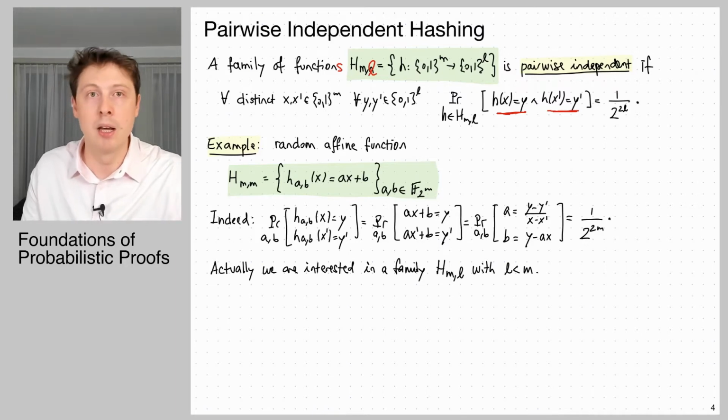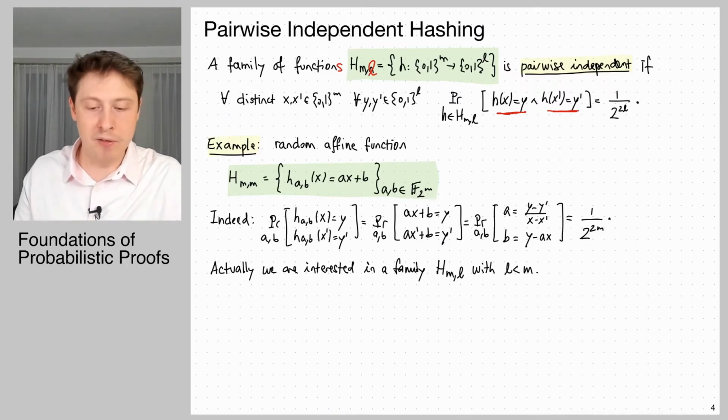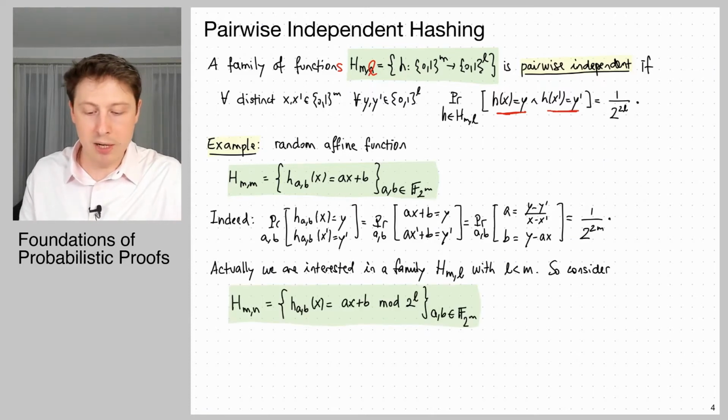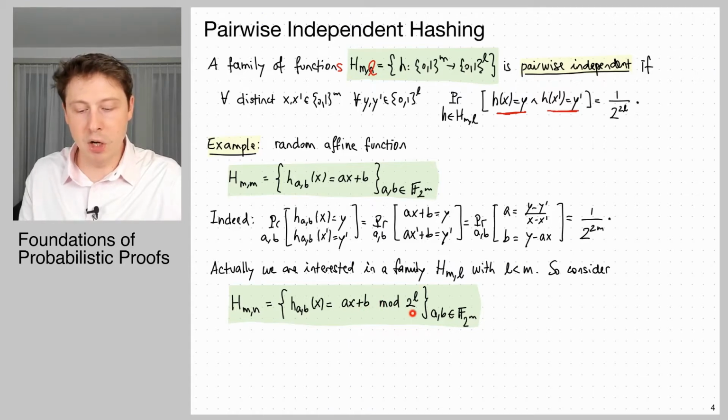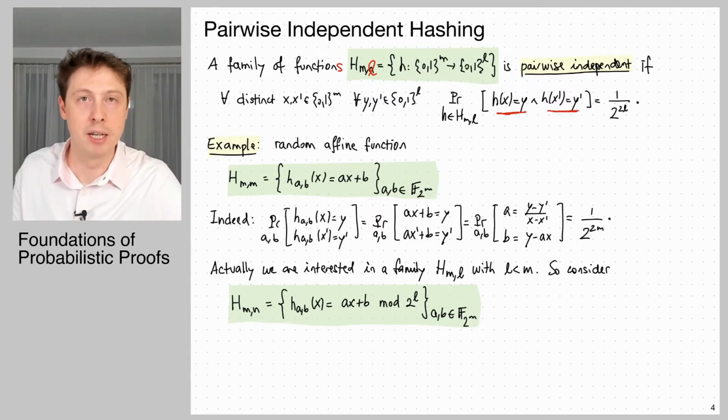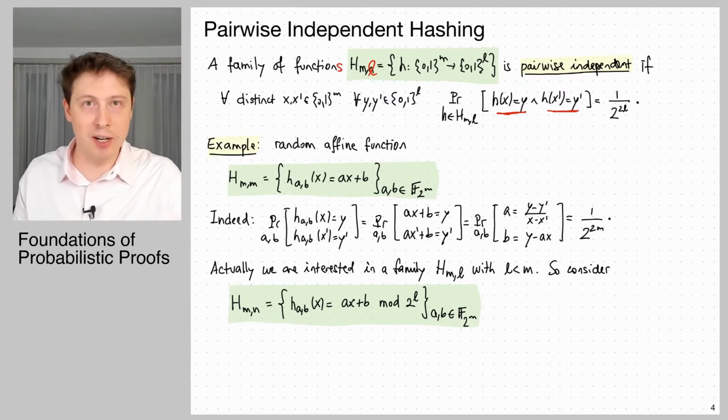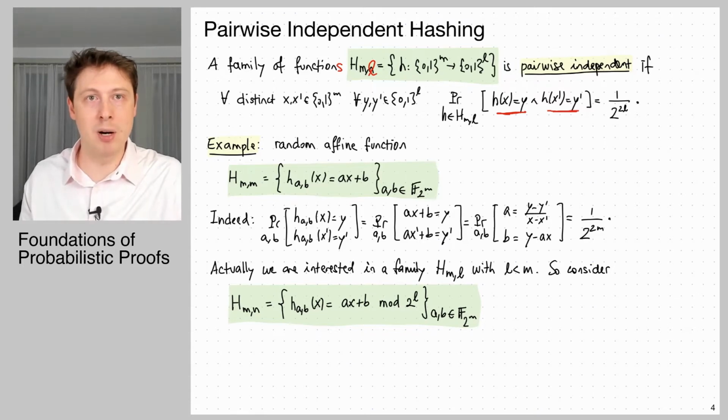So what do we do? We modify this affine function in some natural way. We take the same thing, but we just truncate the output. We parse this field element as some integer, again in some canonical way, and we truncate it from m bits to L bits. For example, you take the lowest order L bits. That's a pretty crude way of making the function compressing. Now, we did change the function, so we should check again that the pairwise independence property holds.